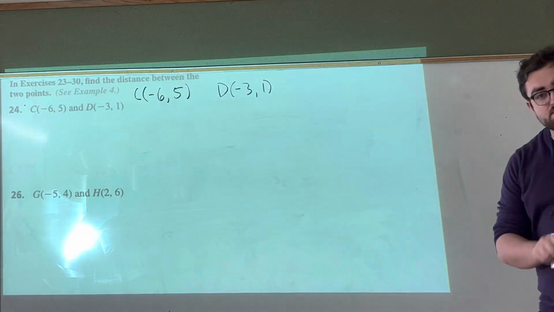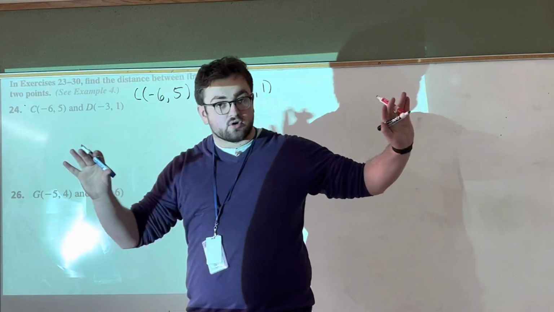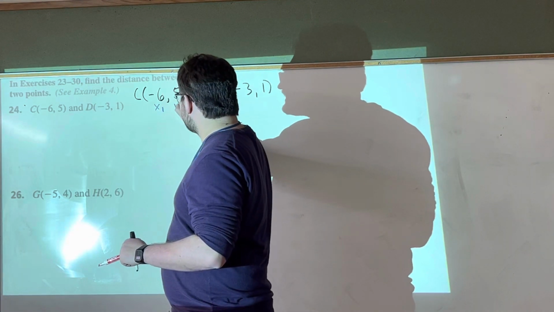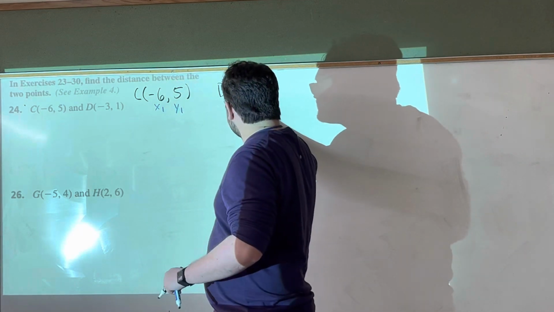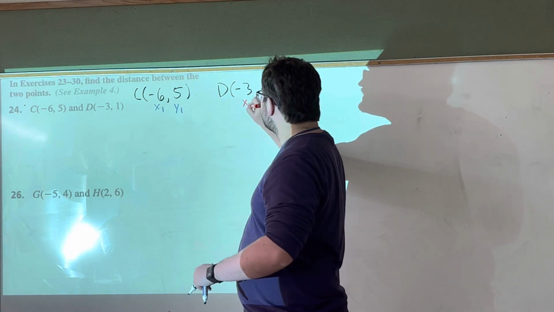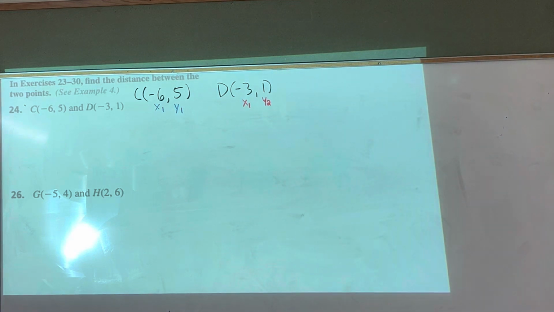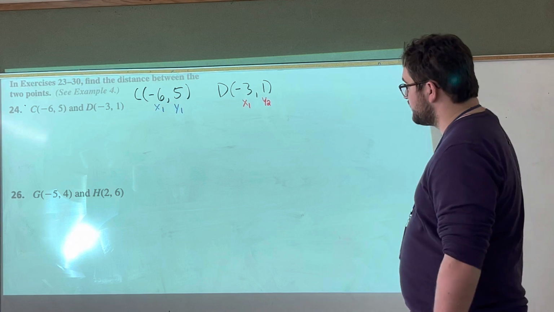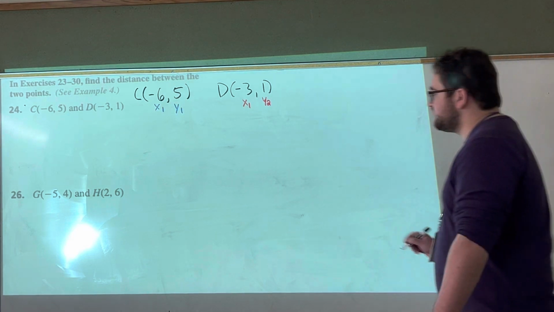Just like with the midpoint formula, I want you to start by labeling. It does not matter what order you label in. As long as you get your x's with your x's and your y's with your y's, you're going to be okay. In fact, with this one, you even have a little more freedom. We've labeled our points. Now it's time to plug into the formula.